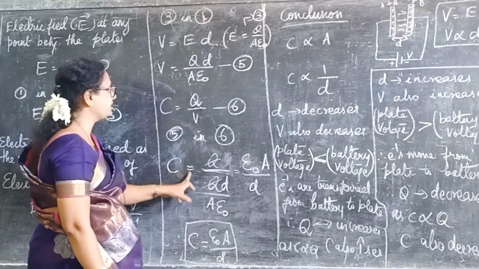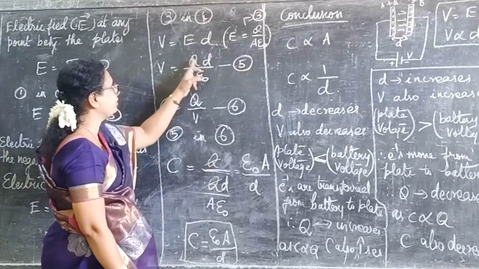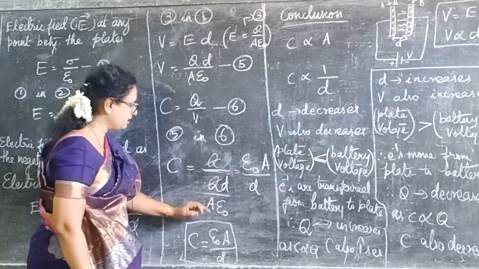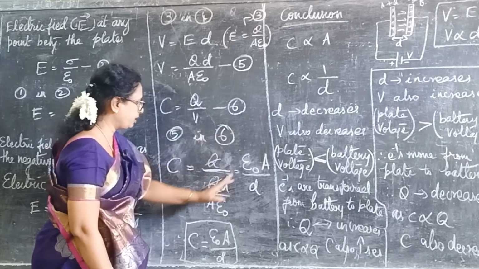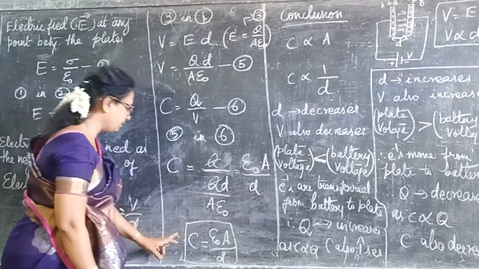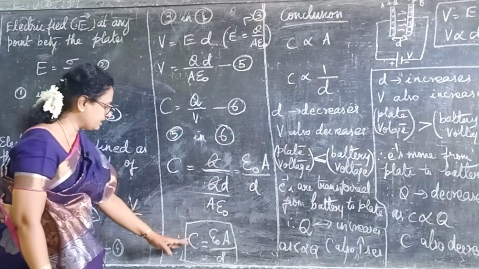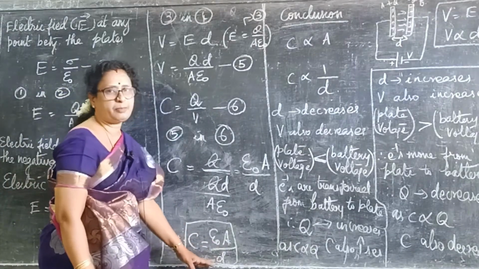So, you will have C is equal to Q, write as such. For V you substitute QD by A epsilon naught. This Q will get cancelled and you can take it to the numerator, epsilon naught A by D. So, this is the final expression for the capacitance of a parallel plate capacitor: C is equal to epsilon naught A by D.